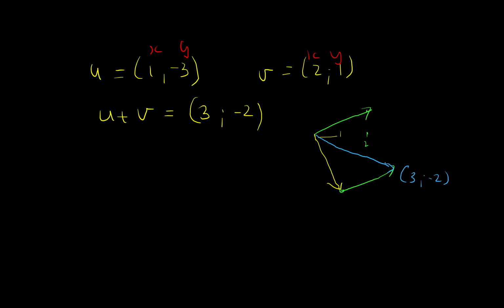We can also multiply by a scalar value. So we have scalar multiplication, and that is something like 3u. You take your 3 and multiply it by the two coordinates. So it's 3 times 1, which is 3, and 3 times minus 3, which is minus 9. So that's going to be the scalar multiplication.